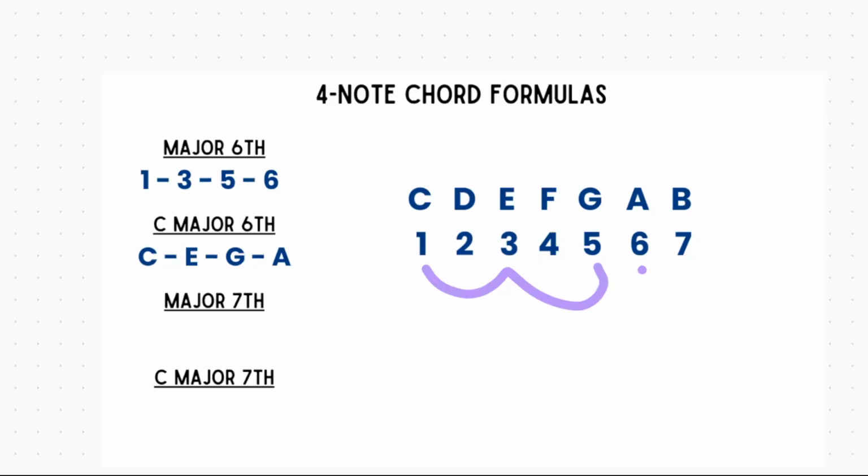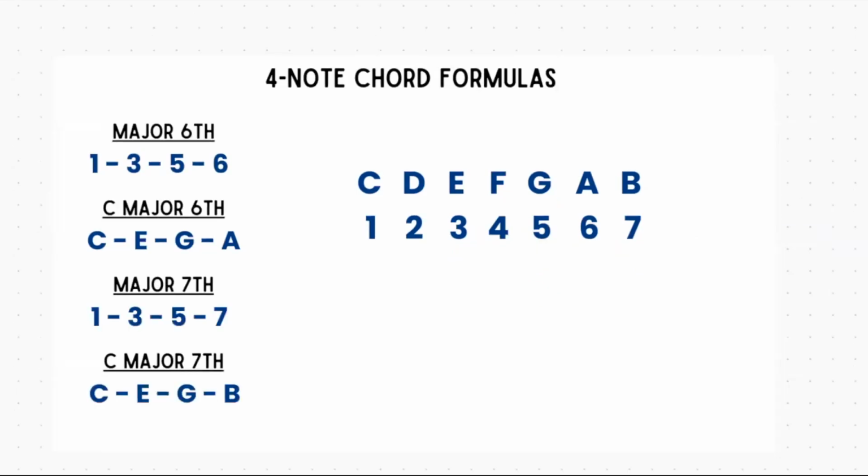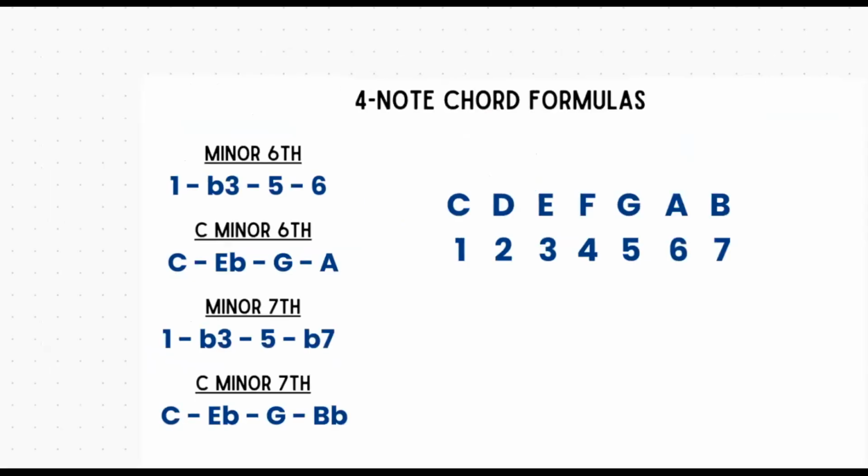And again, these numbers can apply to any major scale. So if you use A major, the letters would be different, but the numbers would be the same in the scale. And with the major seventh, same thing. You can kind of look at it as major chord plus the sixth, or major chord plus the seventh, if that makes sense or helps you remember it. So it's 1, 3, 5, and the 7. So C, E, G, and B. And same thing with the other four-note chords, which are the minor sixth and minor seventh.